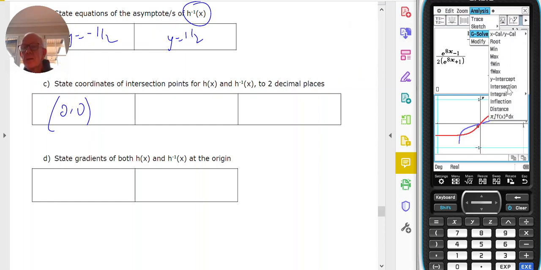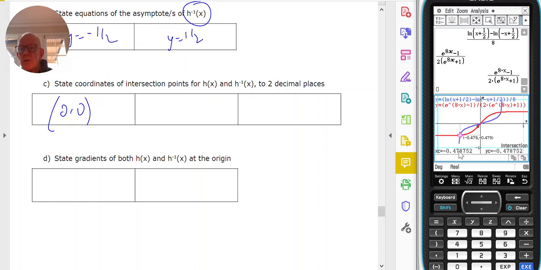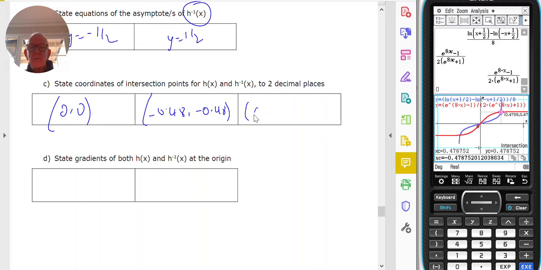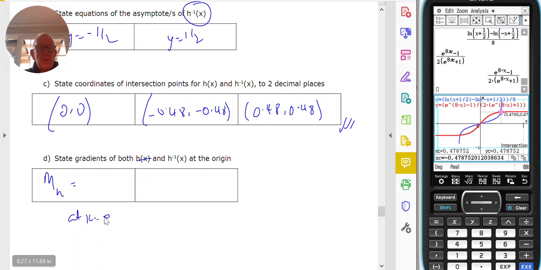Analysis, G-Solve, intersection: negative 0.48 and negative 0.48. And the other one I suspect will be positive 0.48, and it is. Two decimal places. So the gradients: the gradient of h at x equals 0 and the gradient of the inverse of h at x equals 0.